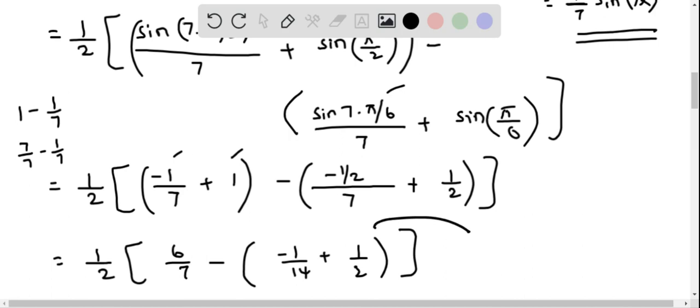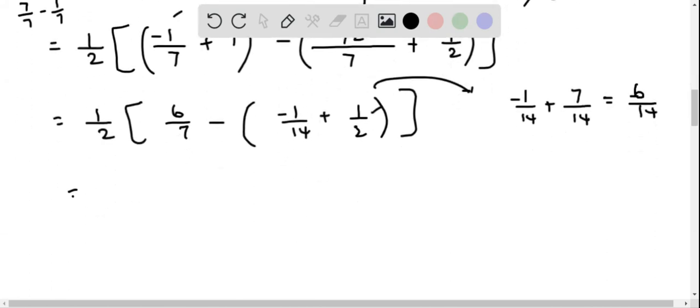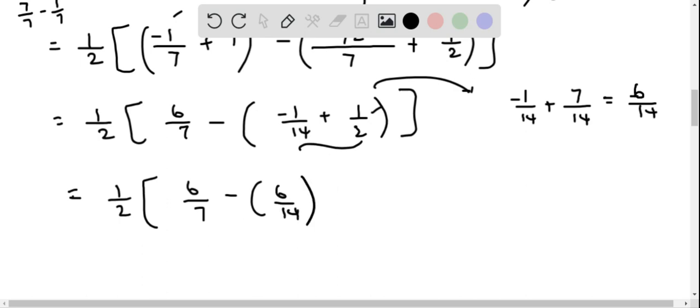So let's evaluate this. This one is negative 1/14. So to make this a common denominator, multiply and divide by 7. So this will be 7/14. And so this equals positive 6/14. So let's put here. So therefore, in the next step, I write this as a half times of 6/7 minus, and this is basically 6/14. So we have a half times 6/7 minus 6/14.